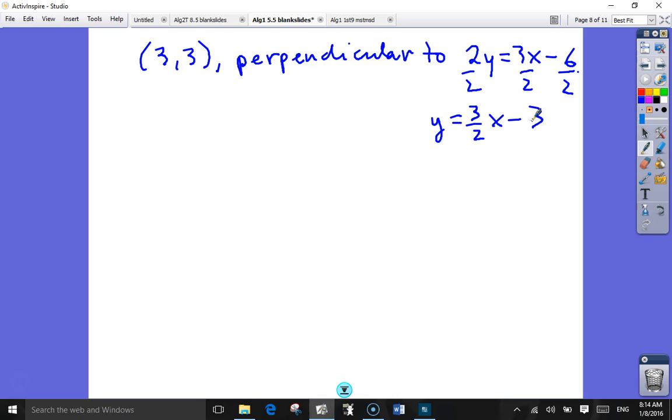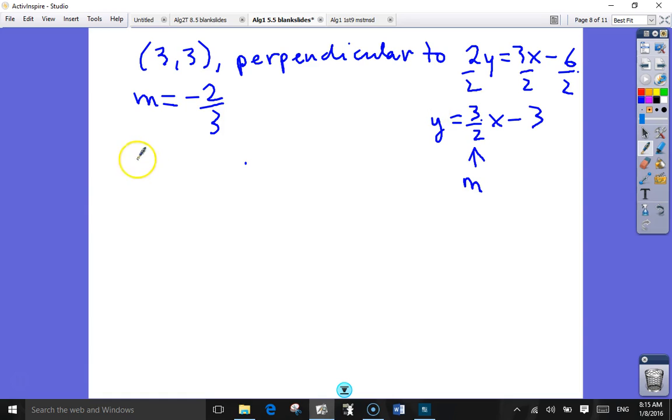Okay, now what is the slope of this line? Now this line has a slope of 3/2, right? So this line has a slope of negative 2 over 3. So that's what you use. Right? So this is the slope only because it's solved for y.